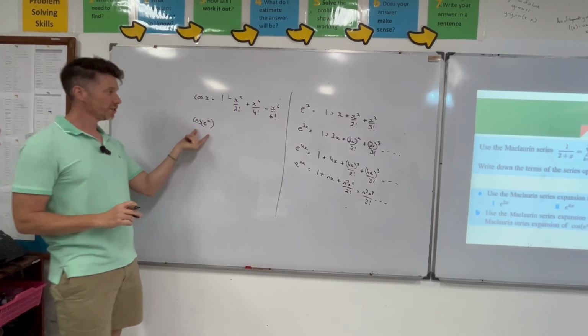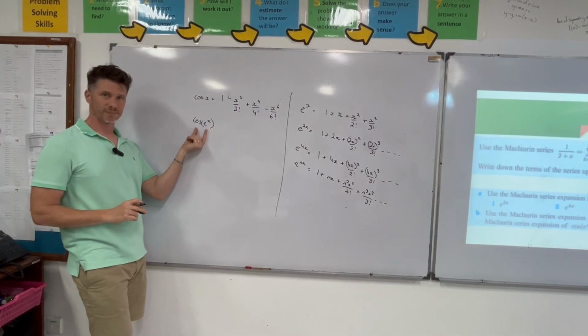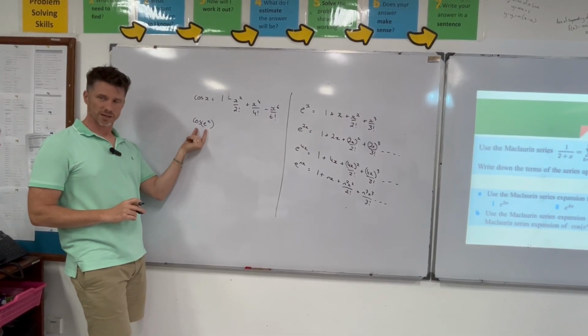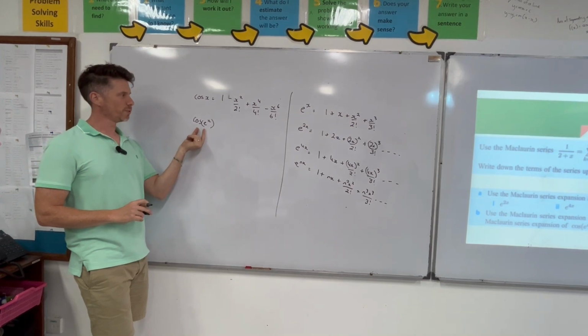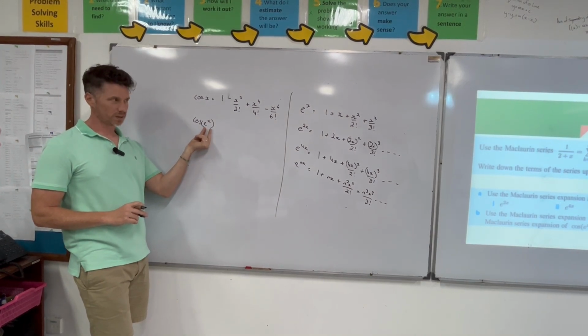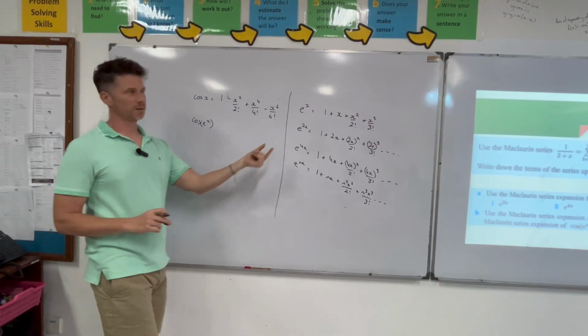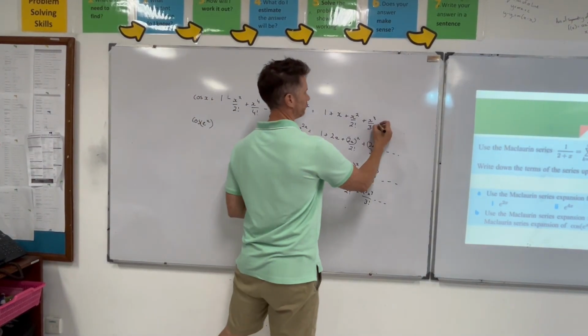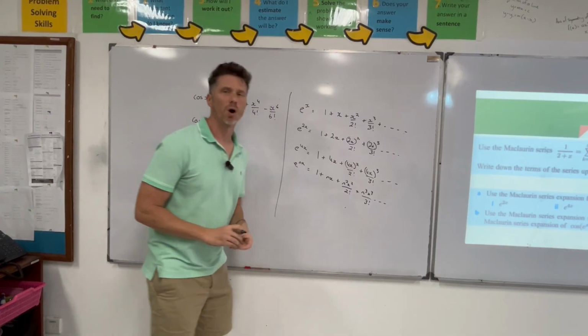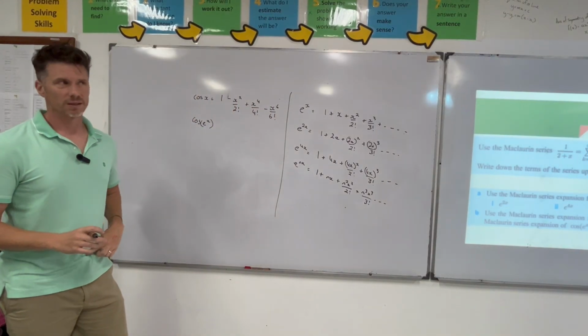Now, if I want to turn this into a polynomial, it means e to the x can't be in it either. So everywhere there's an e to the x, I have to sub in its own Maclaurin series.